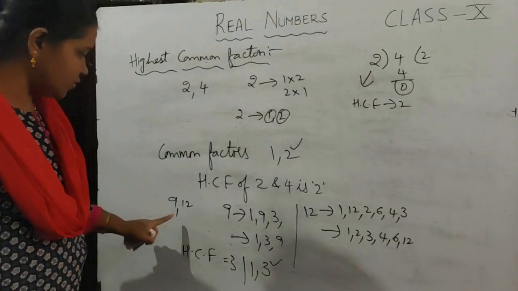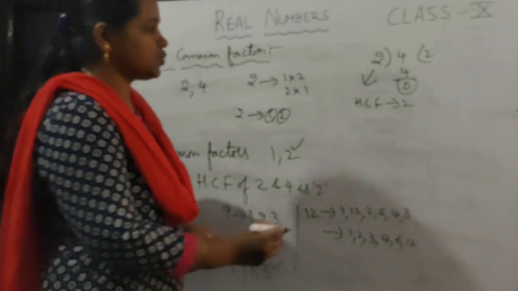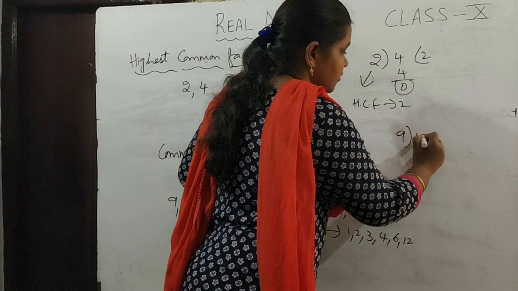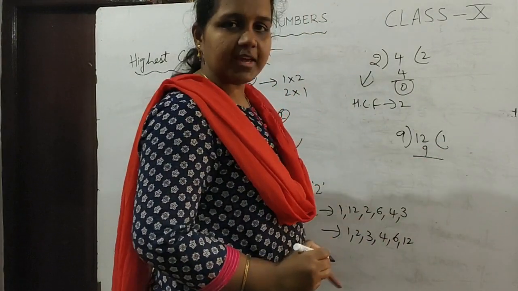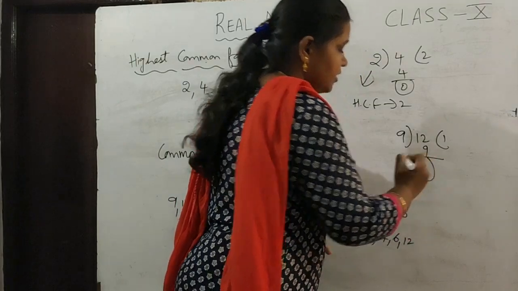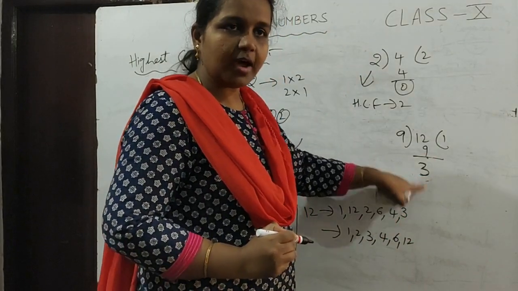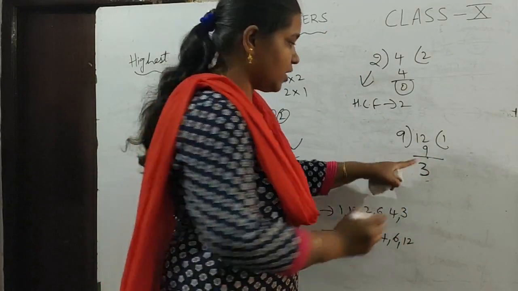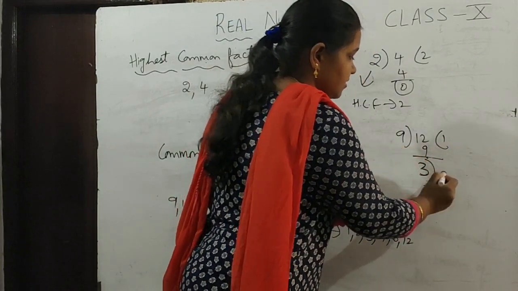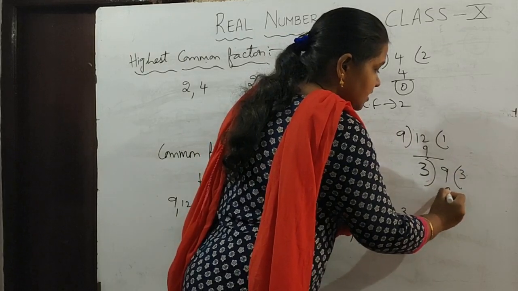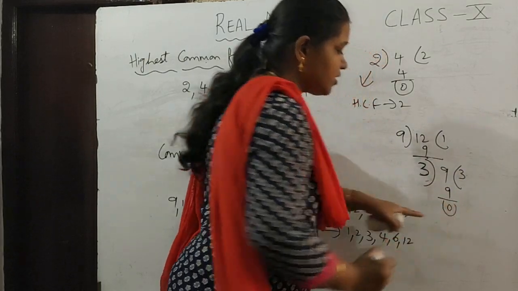Even if you do it by finding the factors, we got the HCF as 2. Similarly, if you want to find the HCF of 9 and 12, divide 12 by 9. 9 1 is 9. 12 minus 9 is 3. Now here I did not get the remainder 0. I have to repeat this till I get the remainder 0. Again I have to divide by the divisor 9. Then 3 3s are 9, remainder 0. I got the remainder 0.